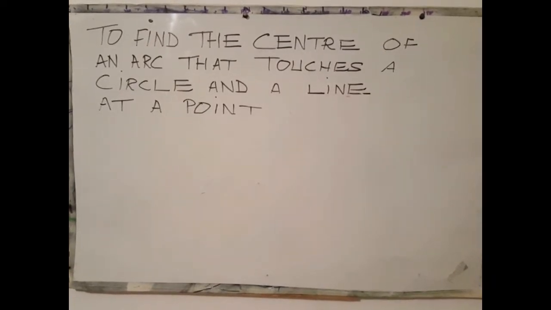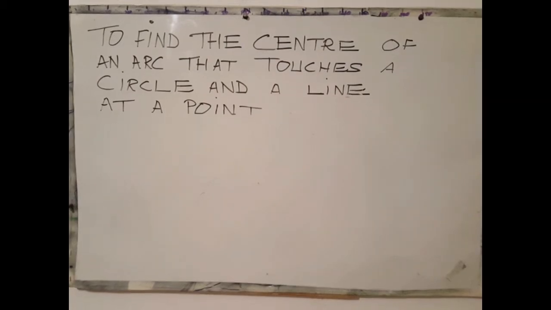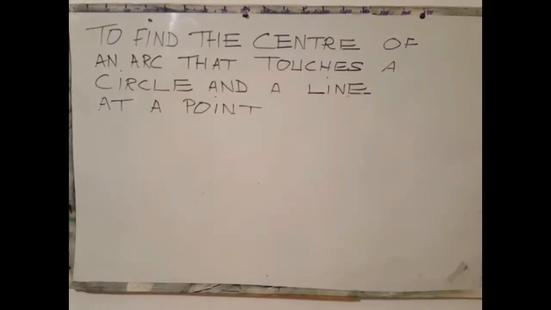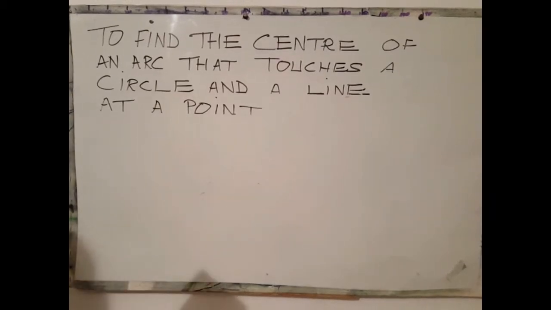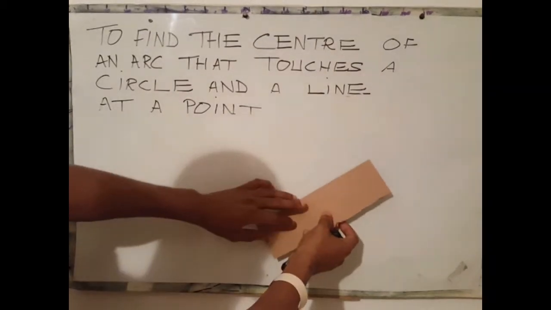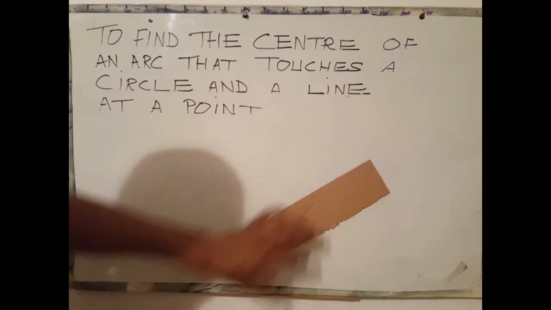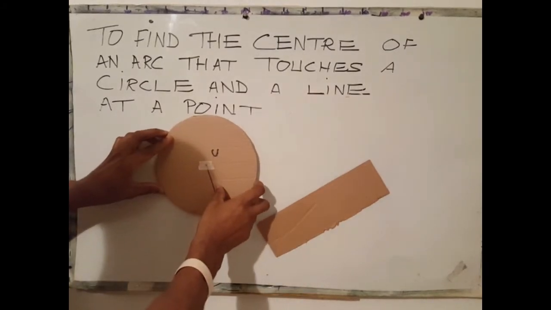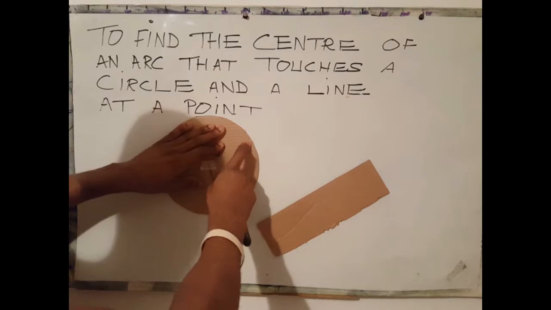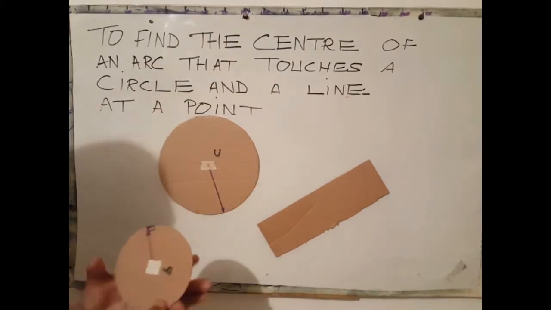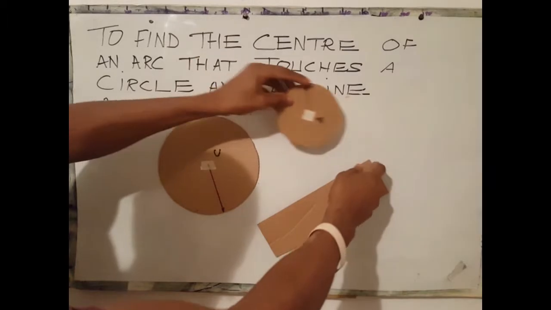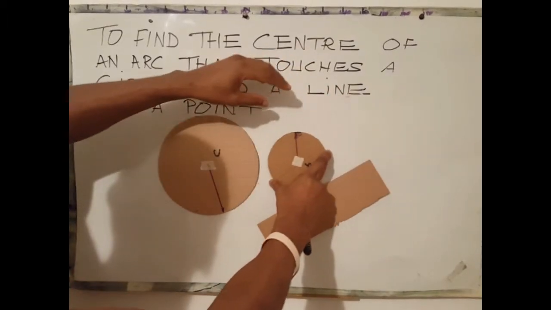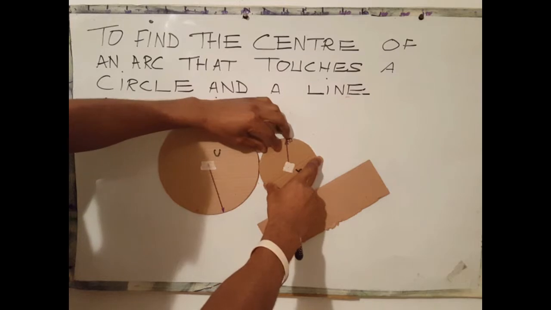At the end of this video, you should be able to find the center of an arc that touches a circle at a point and a line. A graphic representation of this is demonstrated in this model. This would represent our line, and a circle of radius C, which is placed here, and we have this circle which rolls along the path here until it touches circle C.